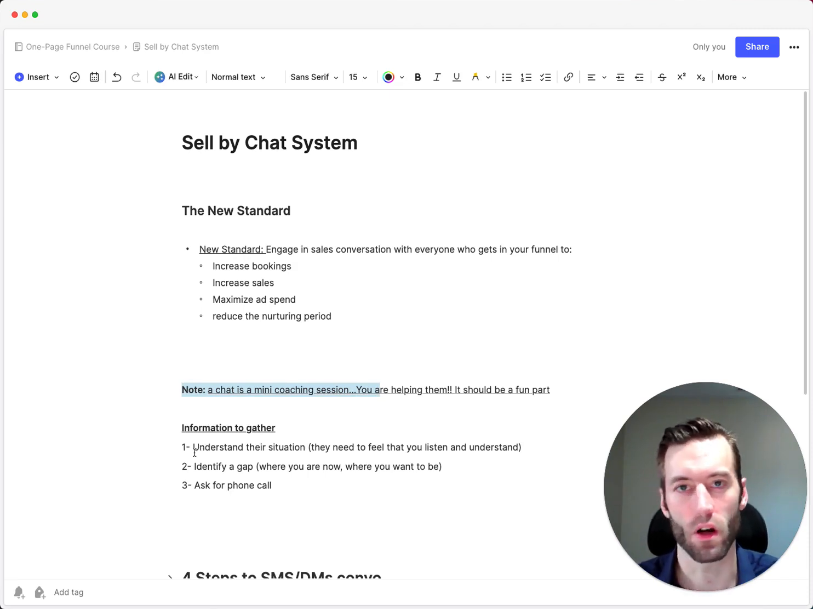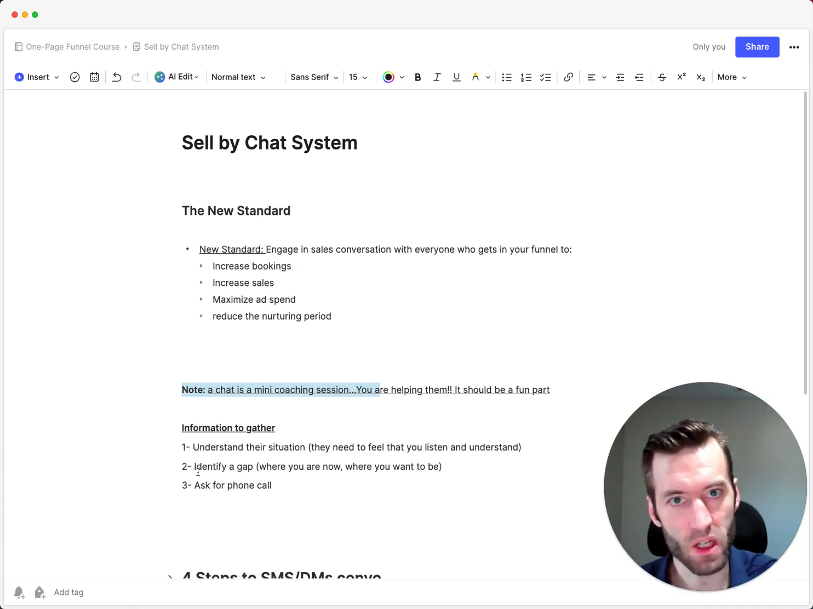The first one, of course, is you want to understand their situation. You want them to feel that you listen and understand them so that you can create some kind of rapport, but also some authority. You want to identify a gap from where they are to where they should be. So the transformation that needs to happen for them to make more of whatever you're selling, then you should identify that and create the gap and explain how your offering is going to close the gap between the two. And once they understand that, you ask for the phone call, you pitch your offering, right?